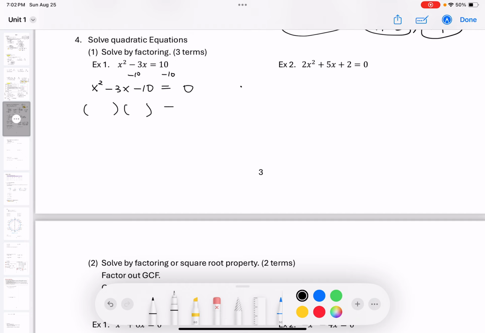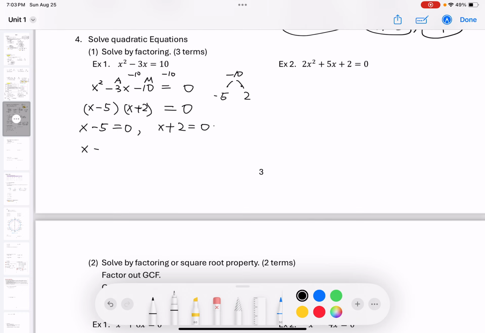Next step, we need to factor it. So this one, I can use the AM method. A is negative 3, M is negative 10. Negative 10 has two factors whose addition makes negative 3. They are, let's say, 5 and 2. 5 is negative. Addition makes negative 3. And then we fill out the blanks. (x minus 5) times (x plus 2) is equal to 0. First factor is equal to 0. Second factor is equal to 0. Solve for the x. X is equal to 5. X is equal to negative 2.